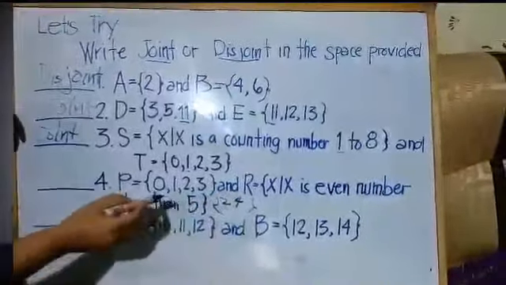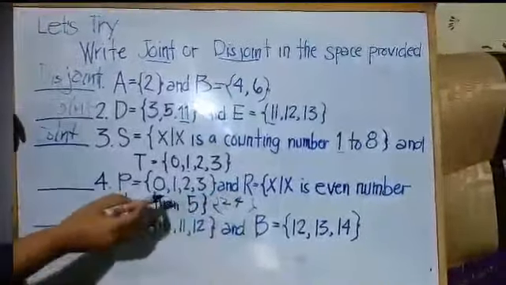Number 5. Set A is 10, 11, 12. And set B is 12, 13, 14. Do they have a common element? Yes. Number 12. So this is an example of a joint set. Joint sets are sets that have at least one common element, while disjoint sets are two sets that do not have any common element.